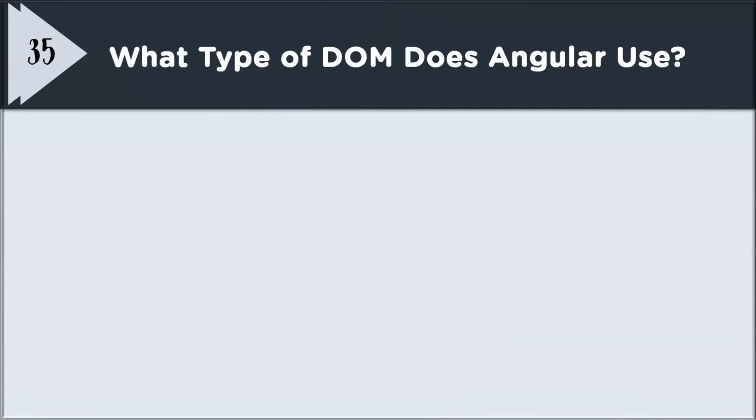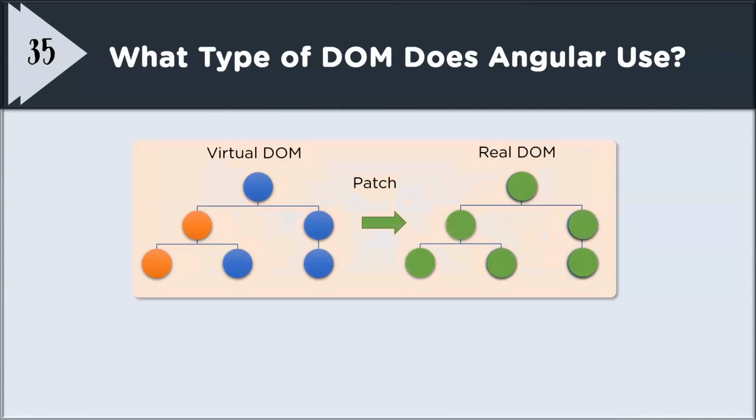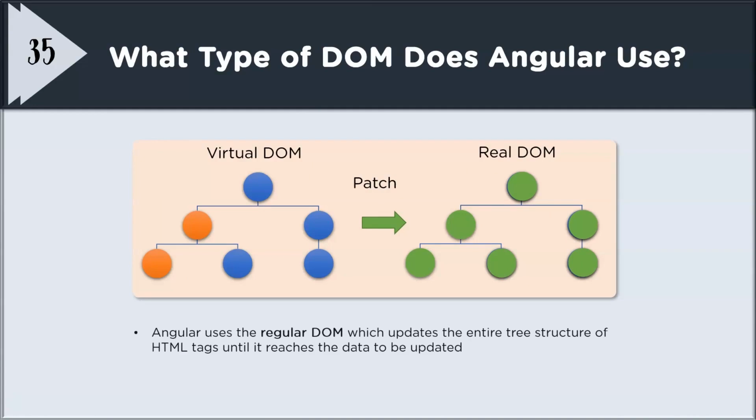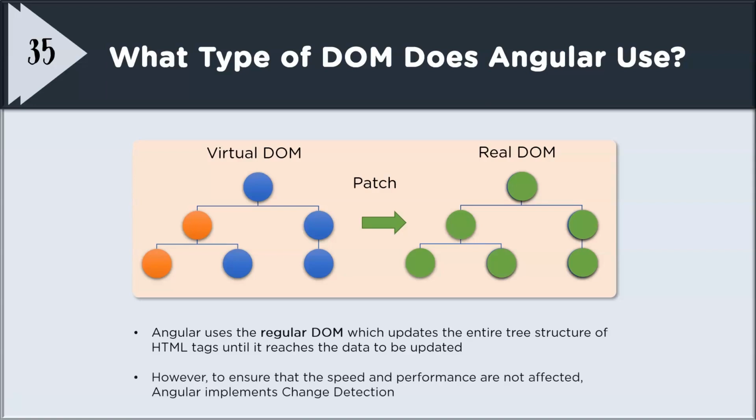Next up, what type of DOM does Angular implement? DOM, or Document Object Model, treats an XML or HTML document as a tree structure in which each node is an object representing a part of the document. Now, Angular uses the regular DOM. This updates the entire tree structure of HTML tags until it reaches the data that has to be updated. To ensure that speed and performance are not affected, Angular implements something called change detection.